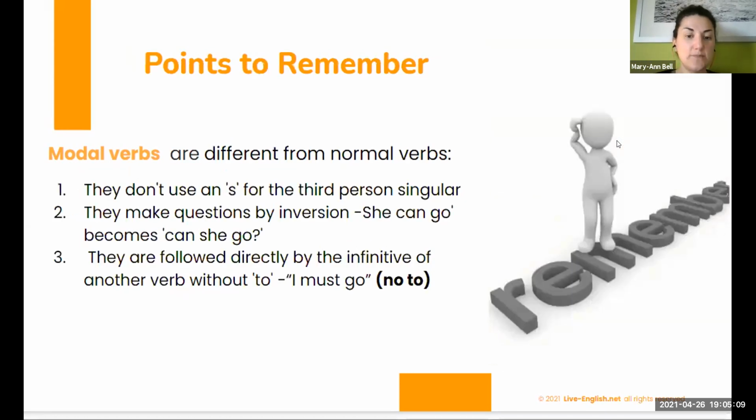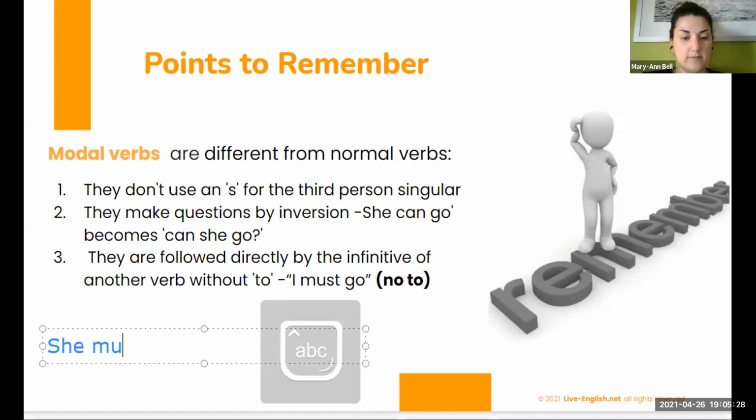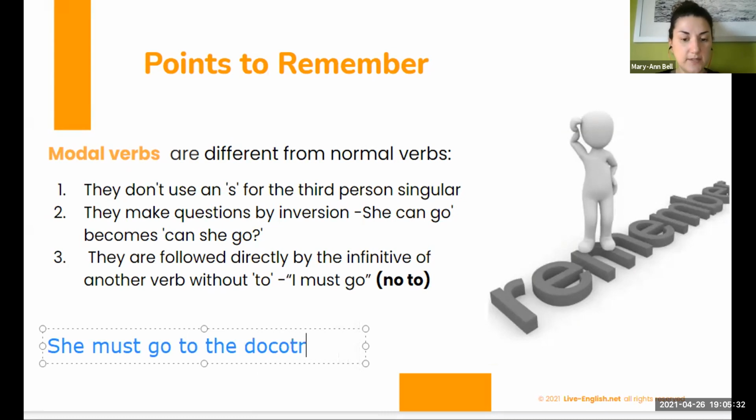Okay, so three rules that apply to the pure modal verbs are that they don't use a third person in the singular. So if I were to write something, for example, she must go to the doctor. Okay, I do not need a third person, so I don't say she musts.